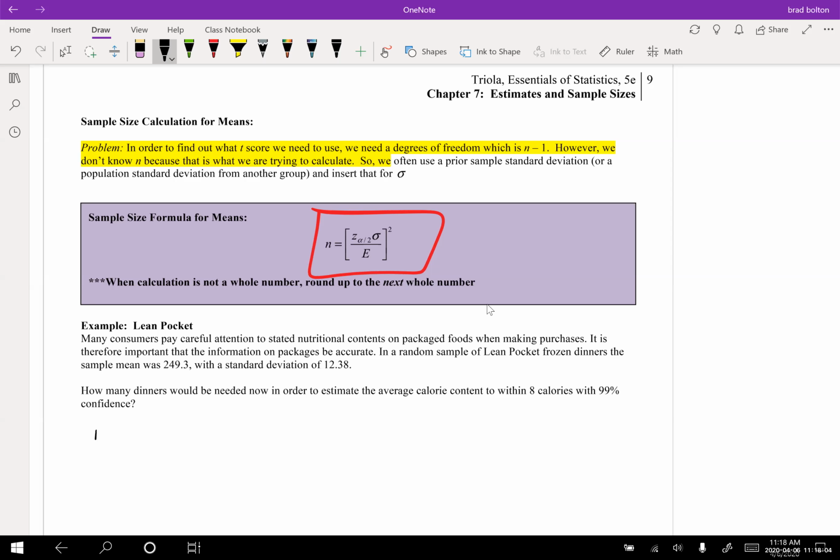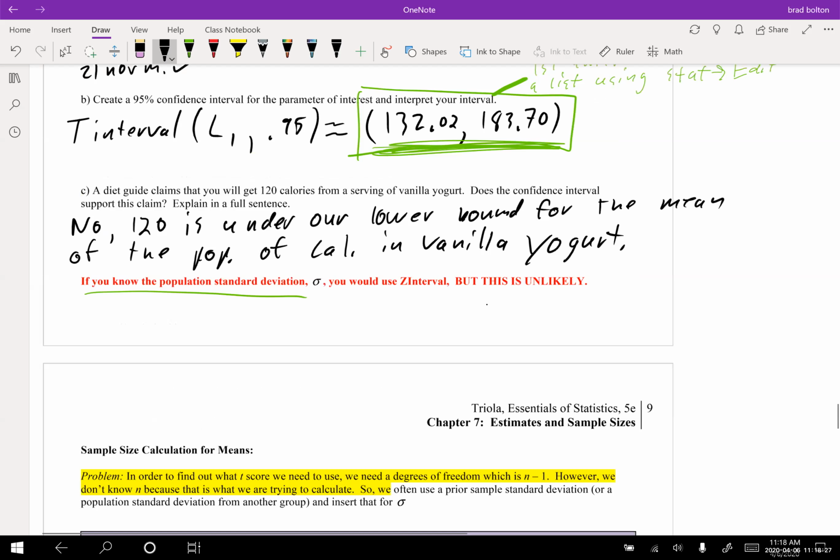So we're going to say n equals, now we're going to use z alpha over 2. Let me see here, it says 99% confident. So we know that 99% confident from our old z critical value, not our t critical value, we remember it to be 2.575, I believe. Let me scroll up.